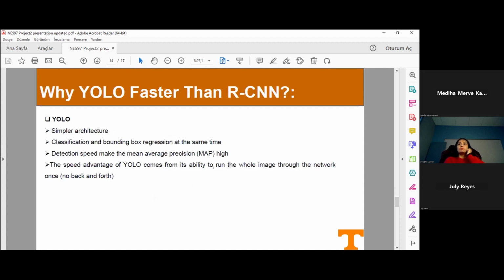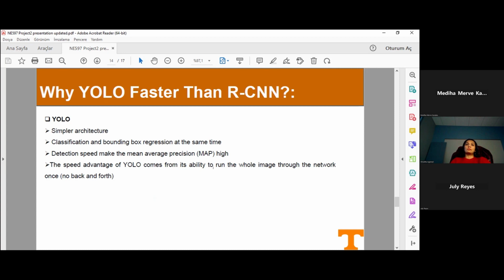Why is YOLO faster than RCNN? In practice, it runs a lot faster than Faster RCNN due to its simpler architecture. Unlike Faster RCNN, it's trained to do classification and bounding box regression at the same time. The mean average precision of Faster RCNN reached 80%, but YOLO V3, for example, had a significant advantage in detection speed, where the frames per second was more than 8 times that of Faster RCNN. This means that YOLO V3 can operate in real time with a high mean average precision of 80%. So that's why YOLO is preferable.